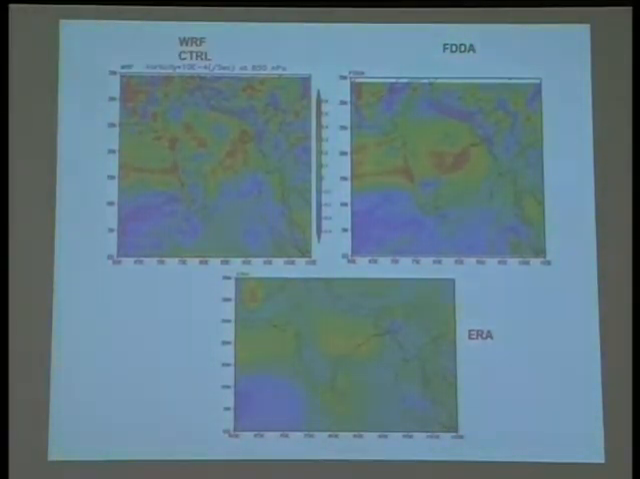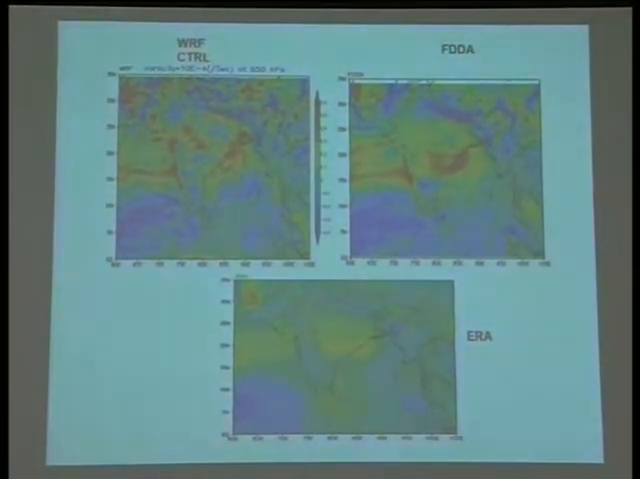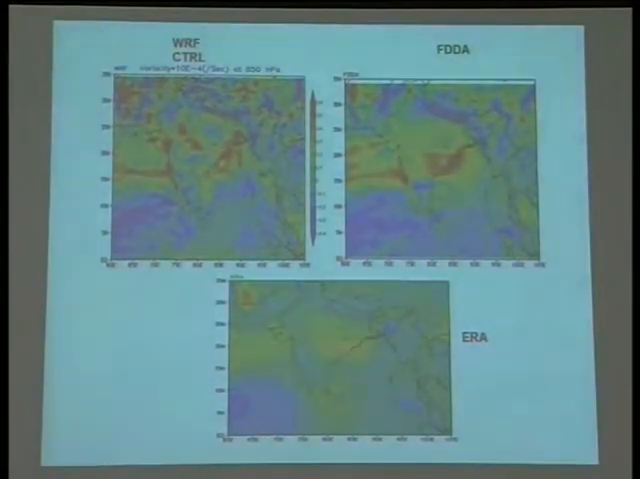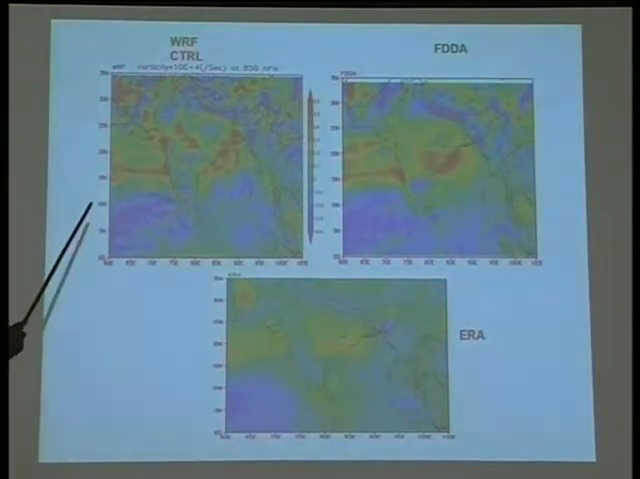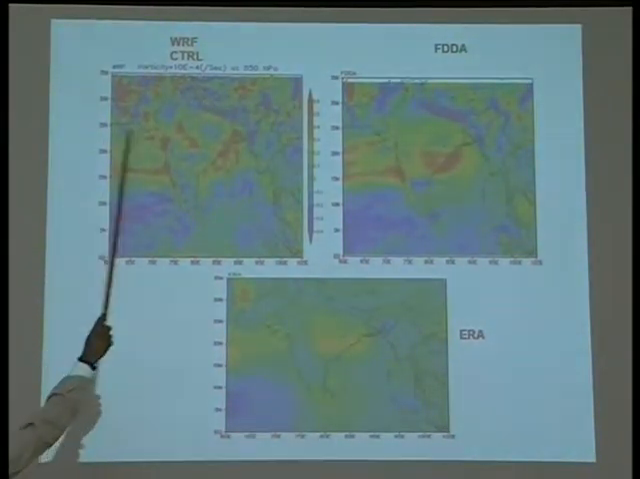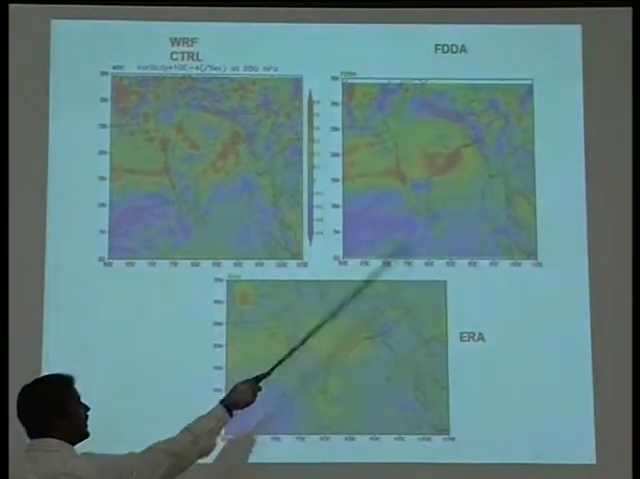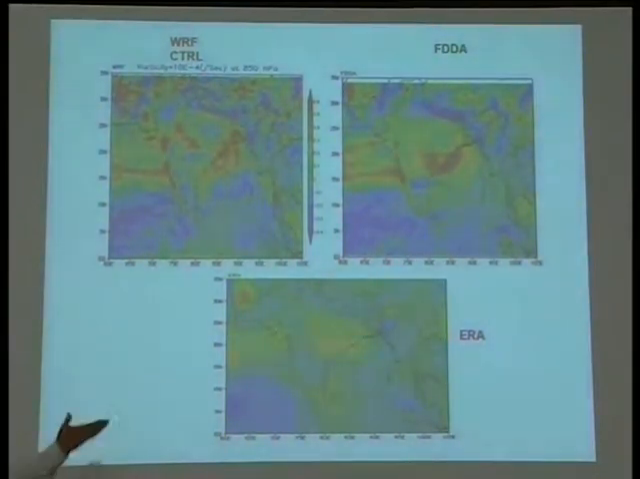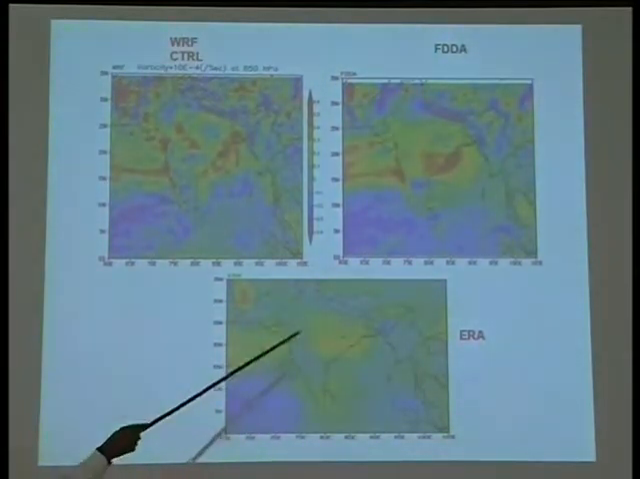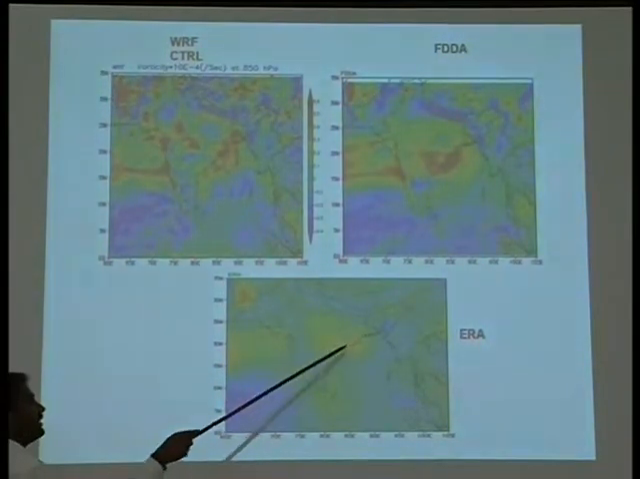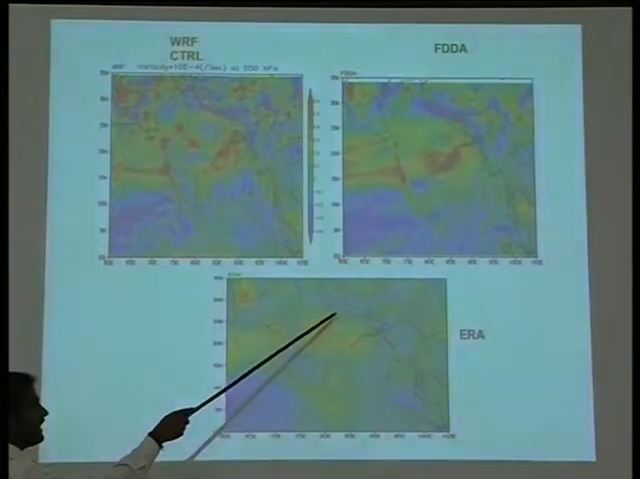These are some results. This is the low level vorticity, which is a very important dynamical component. This is the control run, this is with FDDA assimilation, and this is the observations from the independent product ERA. If you see, during the period, instability is very high over this central Indian region.